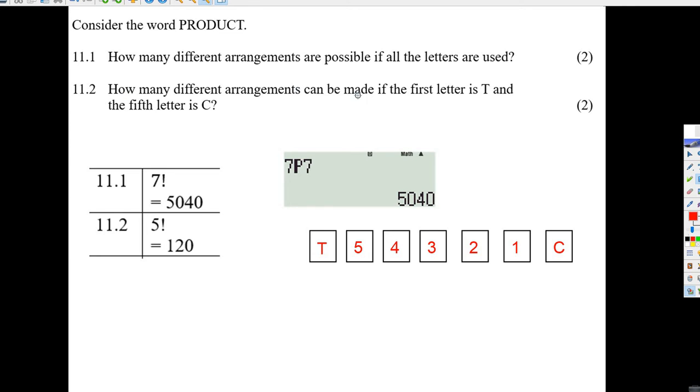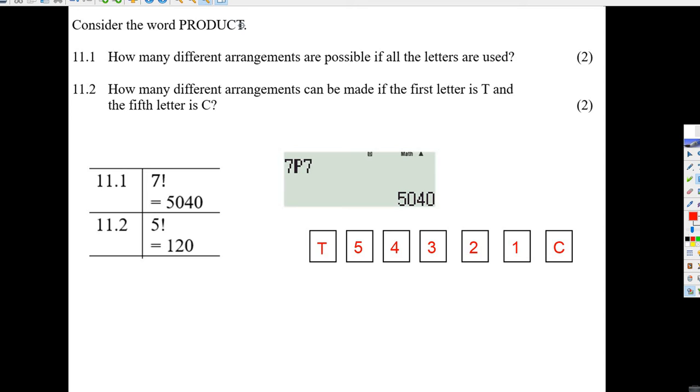How many different arrangements can be made if the first letter is a T? Well, the way to do this is just to think, if I start with a T, there's only one way I can do that. There aren't 2 T's or anything going on. There's 1 T, so that box is finished. Now, if I finish with a C, there's only one way you can do that. So you're locked in. It's one choice. 1 times this, 1 times this.